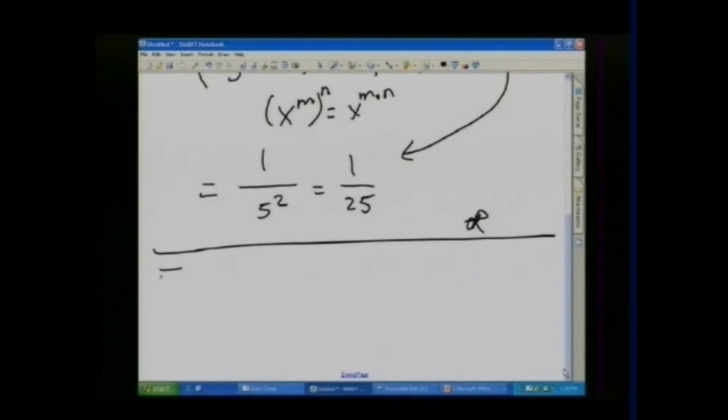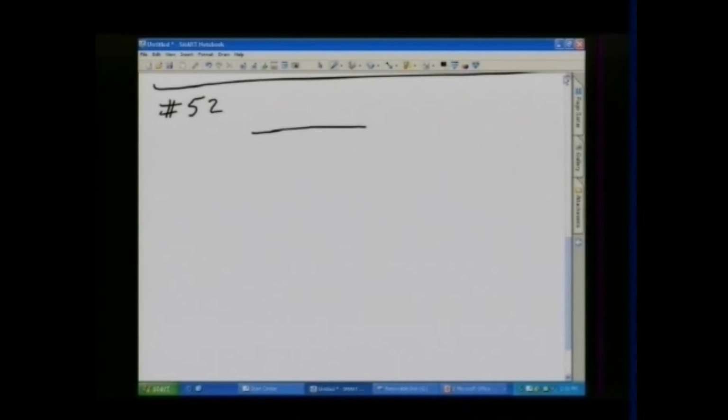Again, remind you, you have to read the properties of exponent in this section before you attempt the problems. Let's do another problem from this same section. Problem number 52. It says u times v to the minus 1 power, divided by u to the minus 1 plus v to the minus 1, equal to.